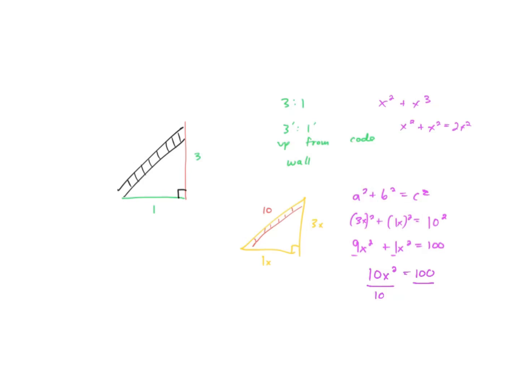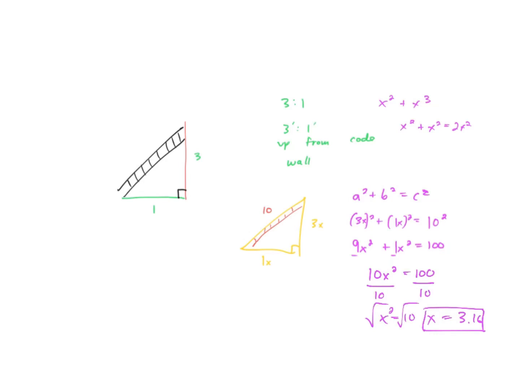Divide by 10. X squared is equal to 10. Take the square root. X is equal to, let me look at the calculator real quick so I can get you a good square root, about 3.16.